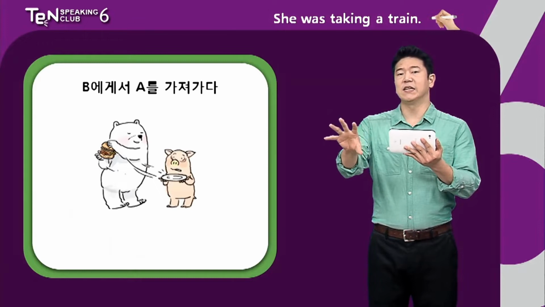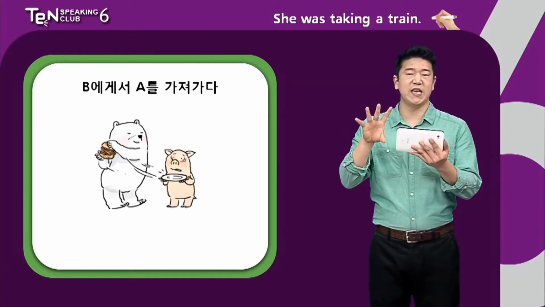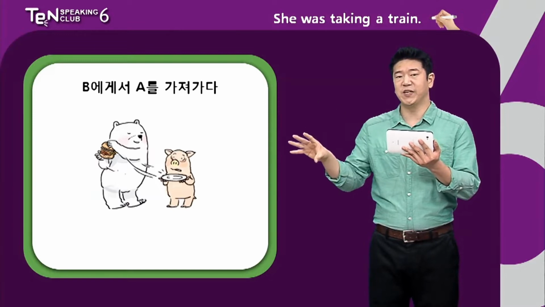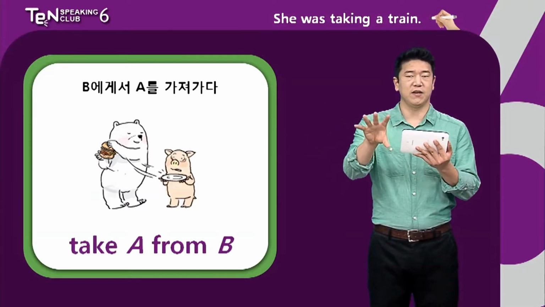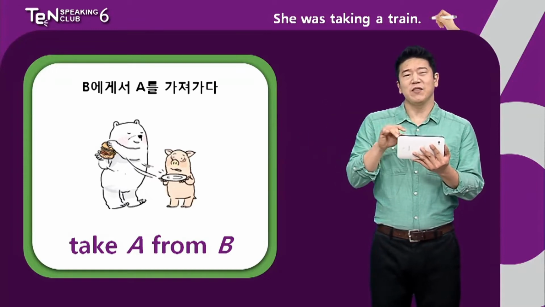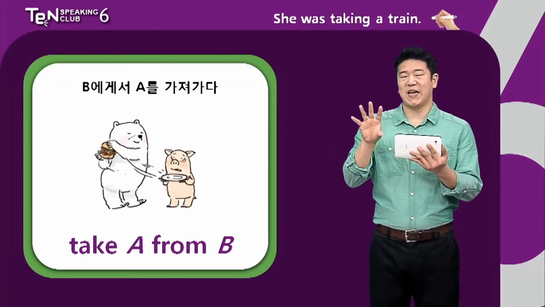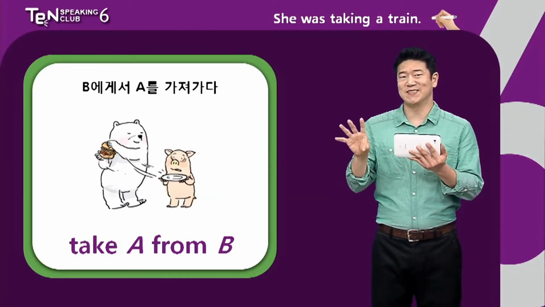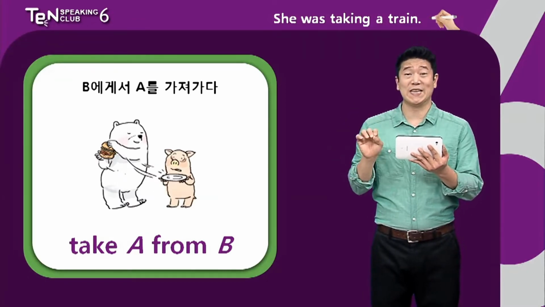All right, and another way that we can use the word take is like this. B에게서 A를 가져가다. Take A from B. All right. So now that we've gone over a few of the basic patterns that we can use with the word take, why don't we learn some sentences that we might be able to apply in everyday life?